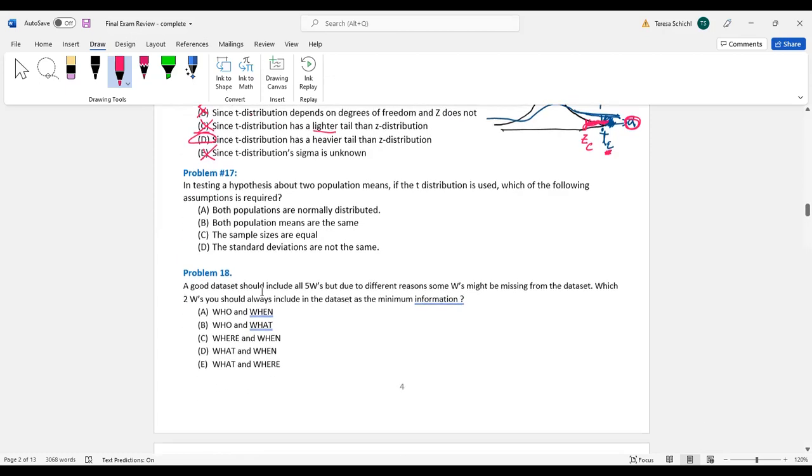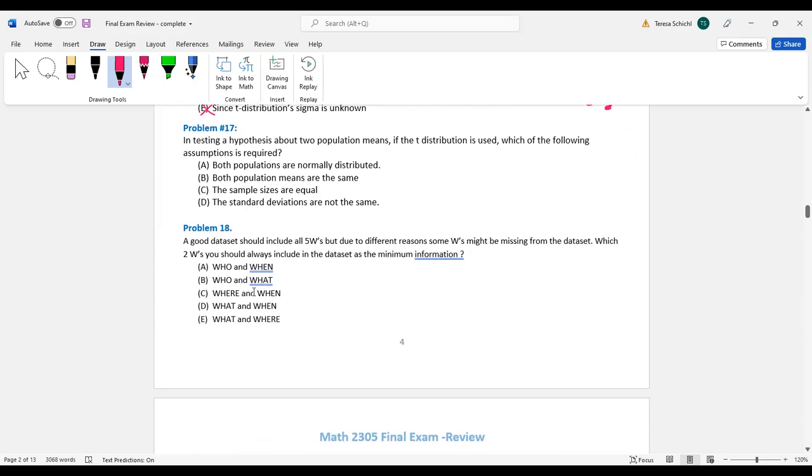Okay, number 17 is here. We say in testing a hypothesis of two population means, so we are testing the two population means, if the t distribution is used, which assumption is required? First one here, we said both population means are to be the same. Let's take a look. No, we did not require that. We want to test it. The sample size has to be equal. No, we don't have that.